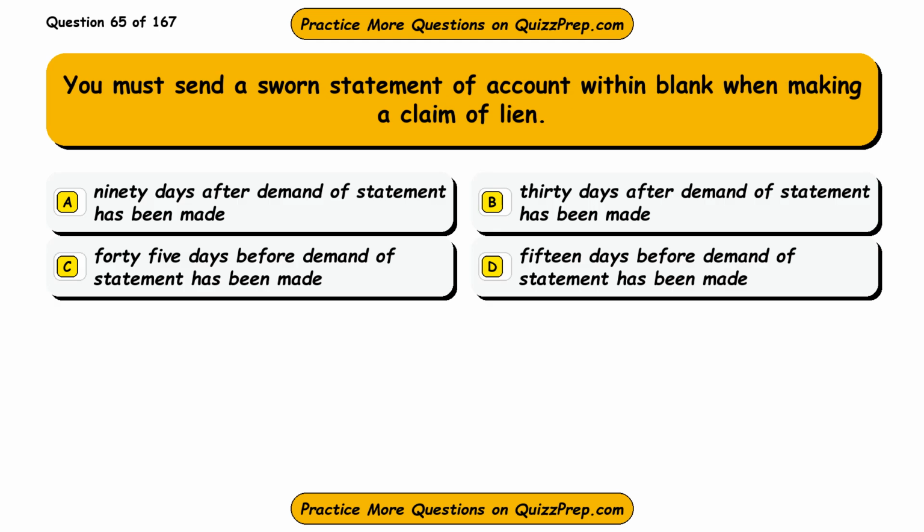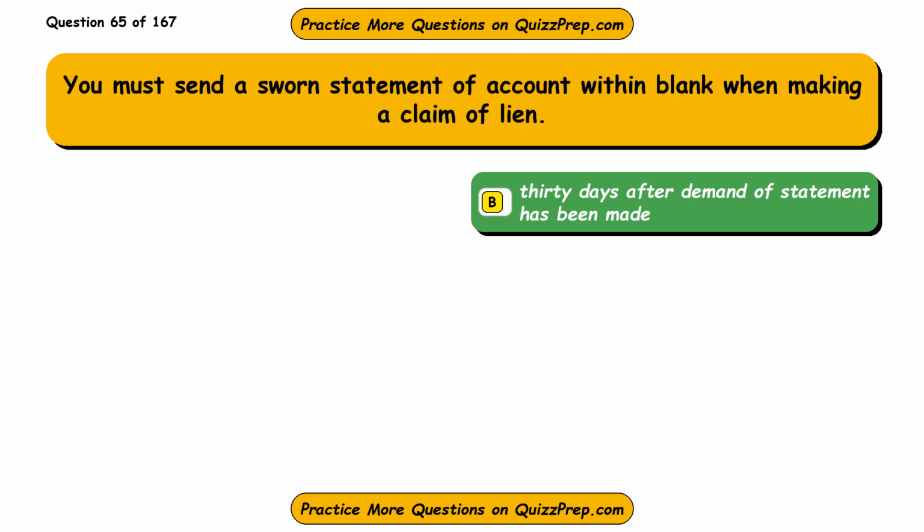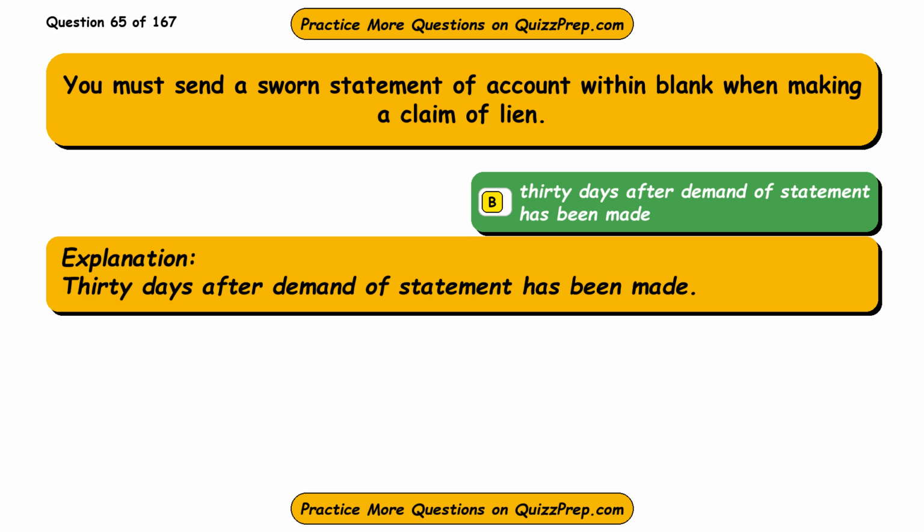Question 65. You must send a sworn statement of account within blank when making a claim of lien. Option A, 90 days after demand of statement has been made. Option B, 30 days after demand of statement has been made. Option C, 45 days before demand of statement has been made. Option D, 15 days before demand of statement has been made. The correct answer is option B, 30 days after demand of statement has been made.